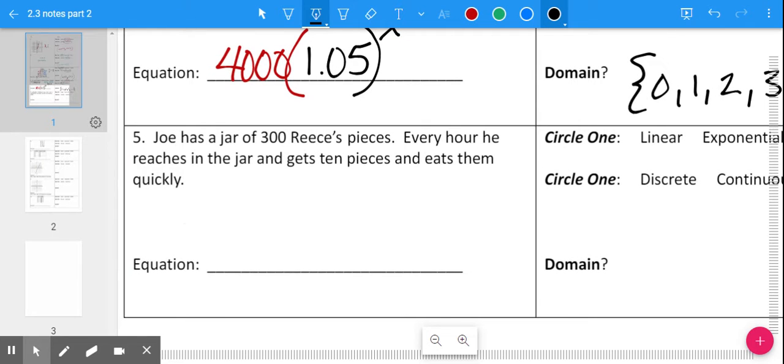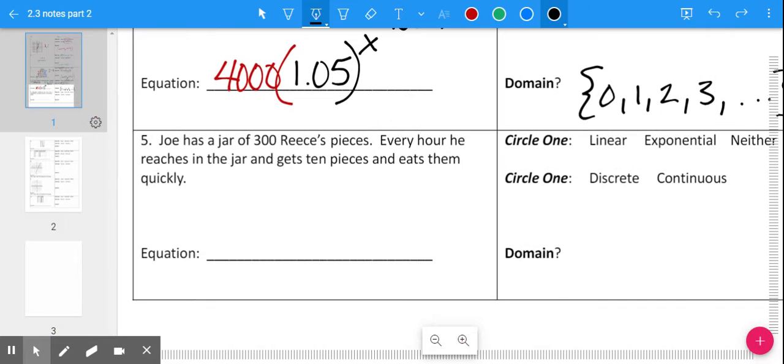Joe has a jar of 300 Reese's Pieces. Every hour he reaches in and gets out 10 pieces and then eats them quickly. So every single time he's getting out 10 pieces, which means we're subtracting 10, which is linear, and it's every hour. He's getting all 10 of them at once, which means it's discrete.